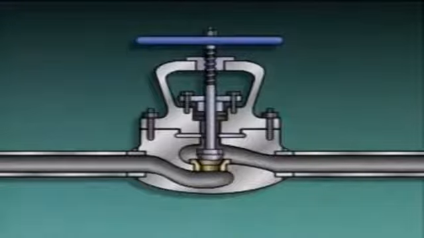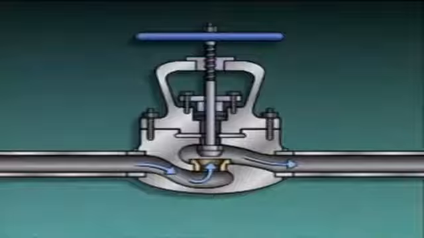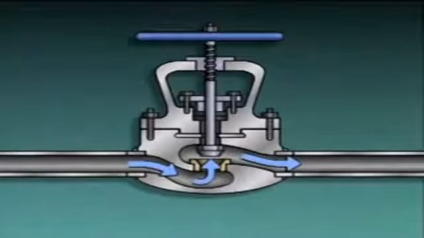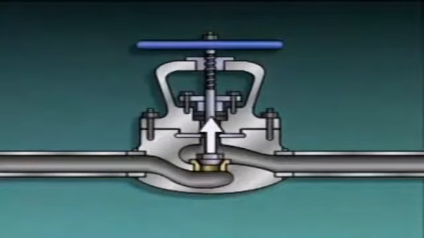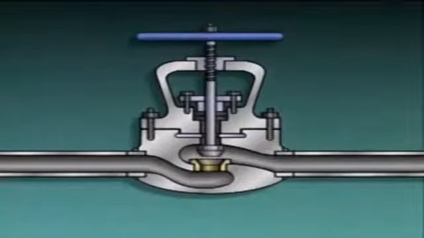As the disc moves away from the seat, flow through the valve is increased until the disc reaches its limit of travel. At this point, the valve is fully open and maximum flow is passing through the valve. When a valve is partially open, the valve is said to be in a throttled position. The disc is attached to the stem, which in turn is attached to the hand wheel. As the hand wheel is turned, the stem moves. This repositions the disc with regard to the seat and changes the flow through the valve. The valve bonnet seals the top of the valve body.